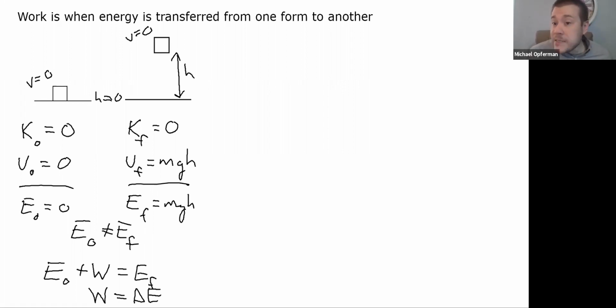Okay, so as advertised, work is a change in energy. Work is a transfer of energy. Work is a flow of energy, however you want to say it. Okay, now, that's not the whole story, though.